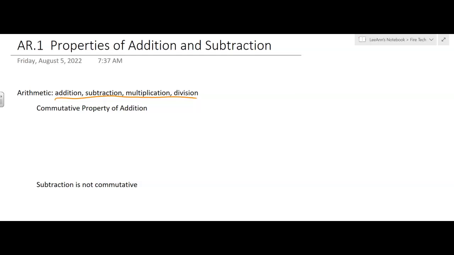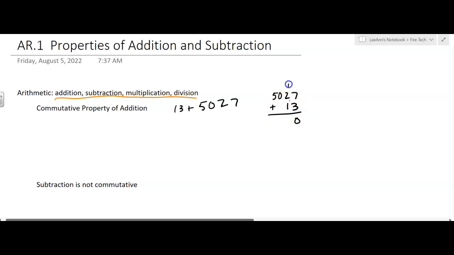First of all, for addition, if you have like 13 plus 5,027, you can add those together, either 13 plus 5,027 or the other way around. Like if I were doing this problem by hand, I might want to write 5,027 plus 13 like this, and then do this little number, and I'd get 5,040. But if you were to put this in your calculator as 13 plus 5,027, you'd get the same answer, okay? You could type that in.